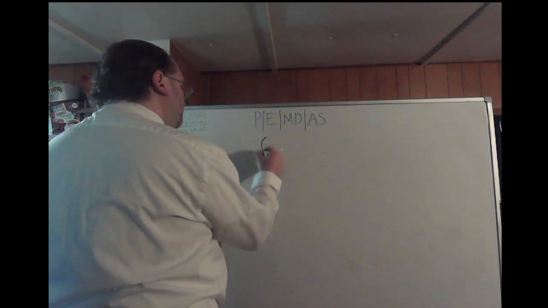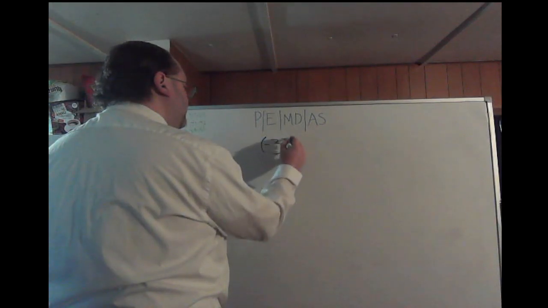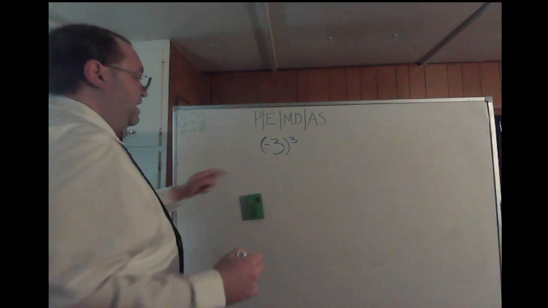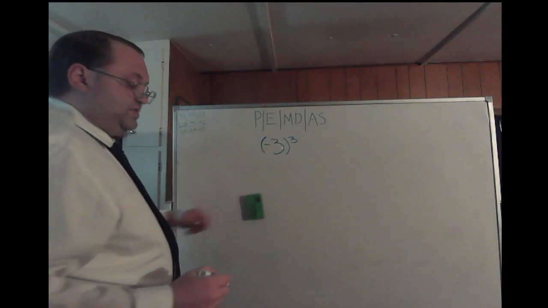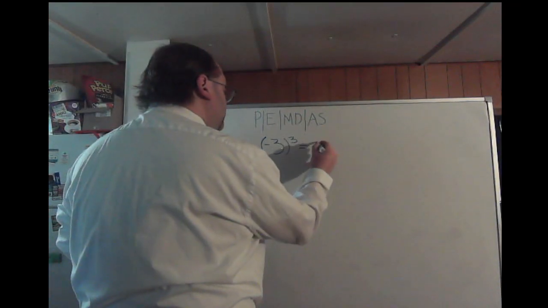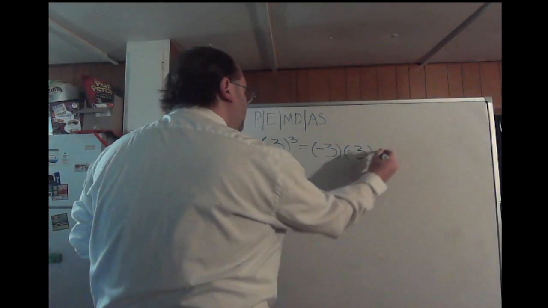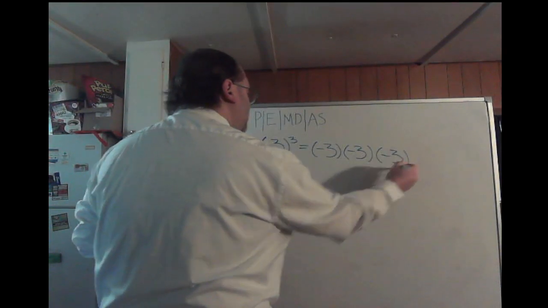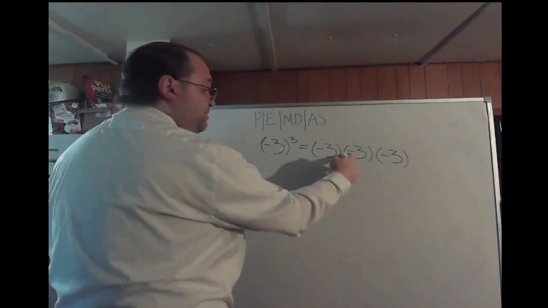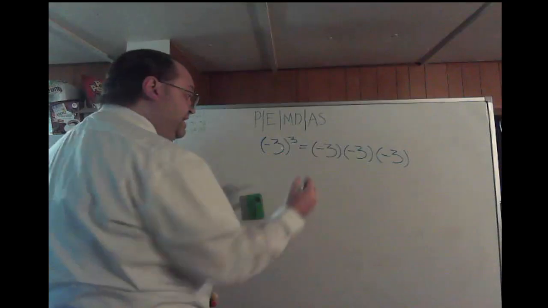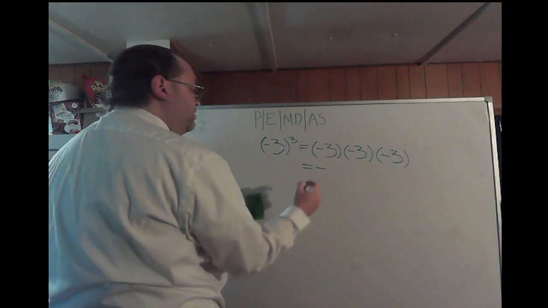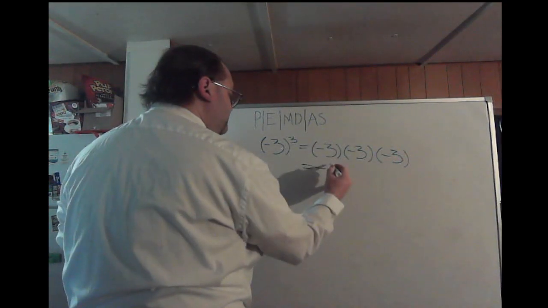Now let's say, real quick, I did negative 3 to the third power. I have the negative 3 inside the parentheses to the third power. That is the same as negative 3 times negative 3 times negative 3. Well, a negative times a negative is a positive, times a negative, which is a negative. You end up getting a negative number. 3 times 3 is 9, times 3 is 27.